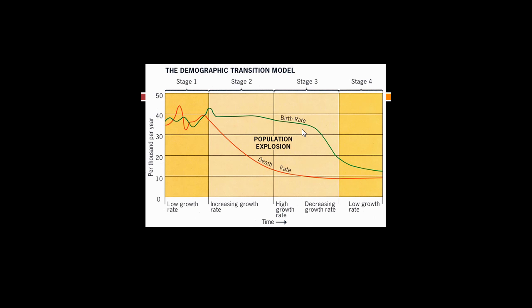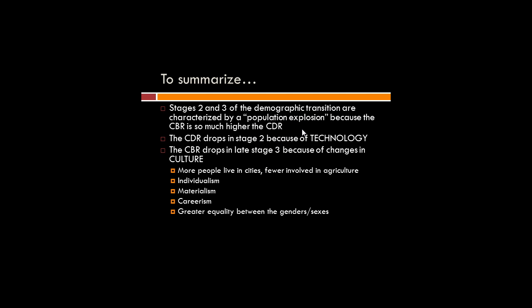So, to summarize them, the aspects of the demographic transition that are really important for us to understand are right through here. Number 1, stages 2 and 3 of the demographic transition are characterized by a population explosion because the crude birth rate is so much higher than the crude death rate.